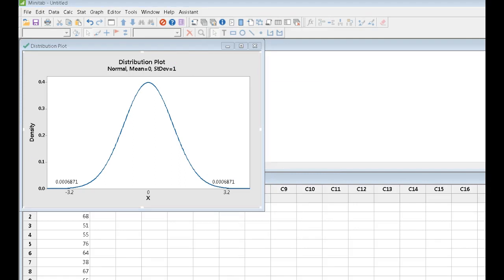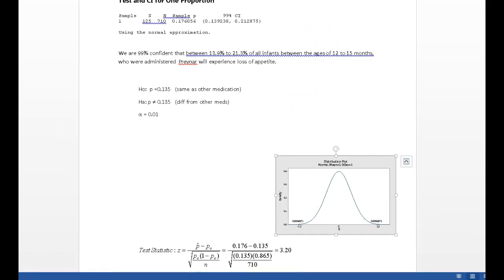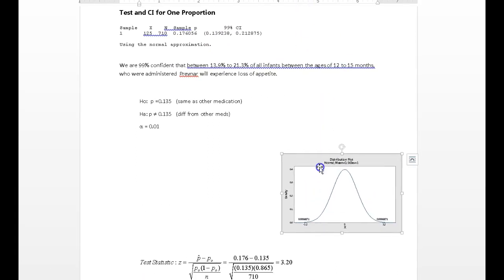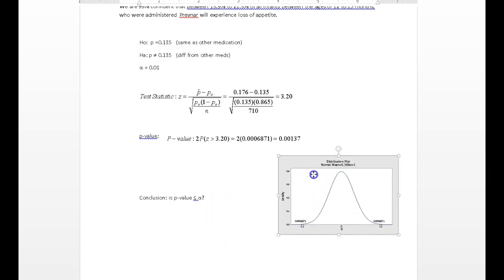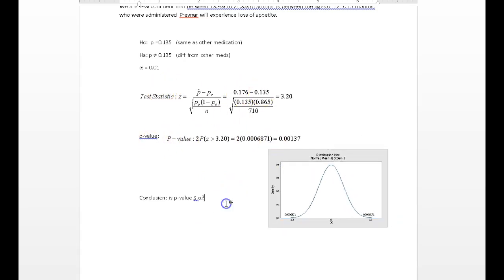Okay, now coming back over here. I got my test of hypothesis, got my hypothesis, calculated my test statistic, figured out my p-value. This graphic just illustrates the p-value. Now, I should do this in Minitab as well, just so I can see how Minitab is going to work with this. So, back to Minitab.